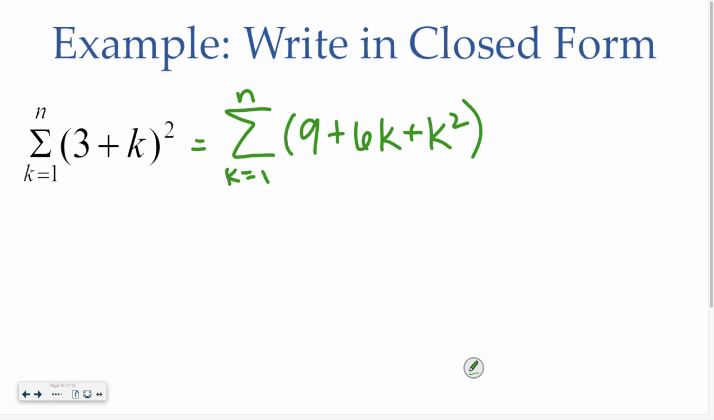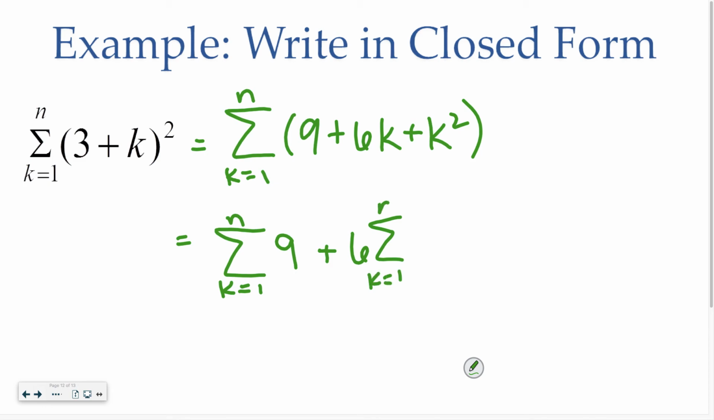Okay. So then what we're going to want to do is break this up into 3 summations. The first summation for the first term, 9. Then I would write 6 times the summation of k. This is when we would move that constant outside of the summation to use the shortcut here, plus our summation for k squared.